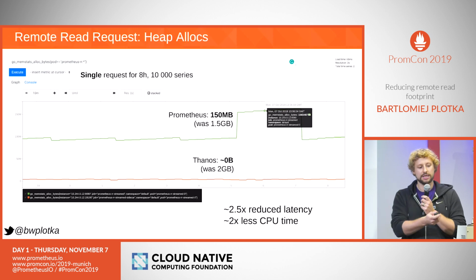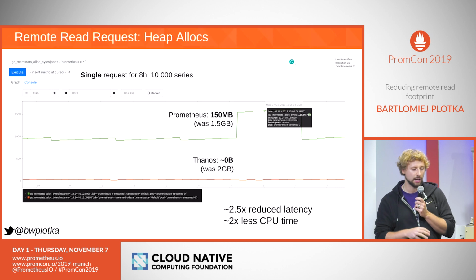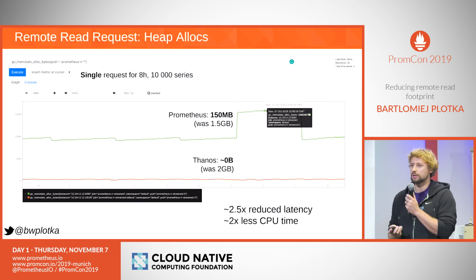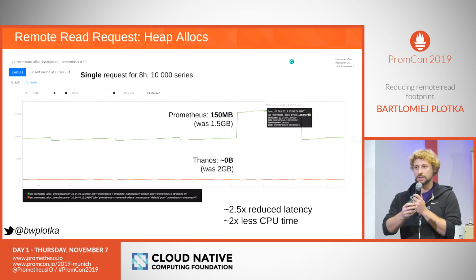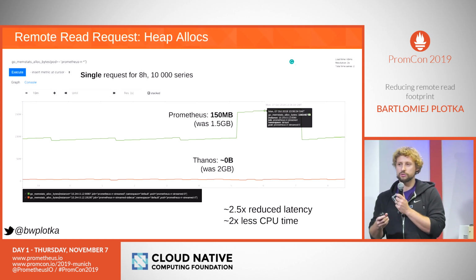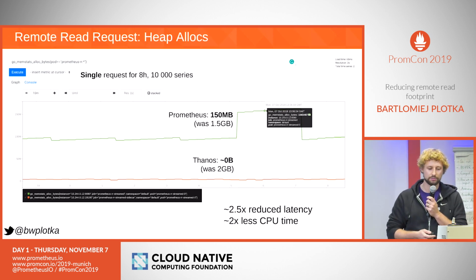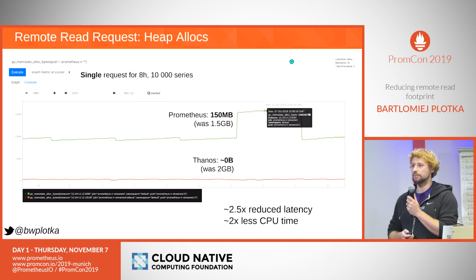So where just this selection takes Prometheus some amount of memory, for Thanos it's almost zero and a constant amount of memory, because it frames the remote read API response, puts it into a gRPC stream, and nothing more. So this also reduces latency and, like, the CPU time used.